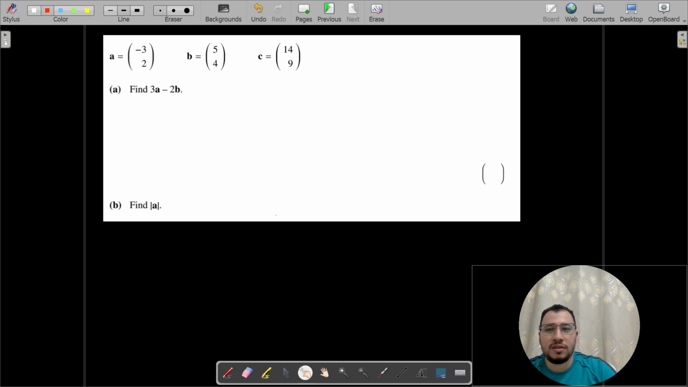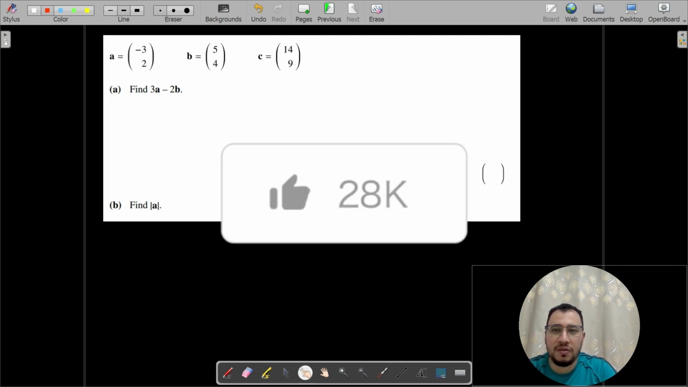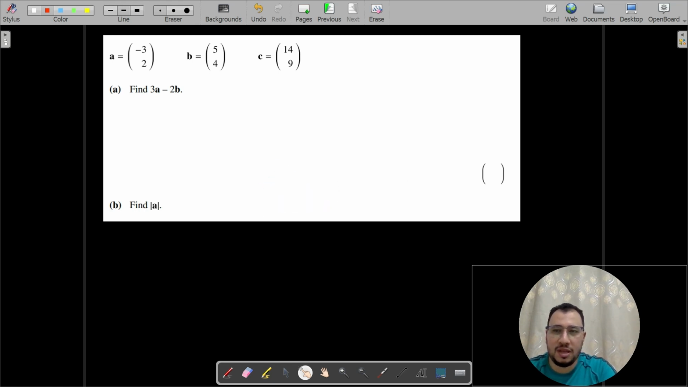Let's take a look at this question together. Here I have three vectors, vector A, vector B, and vector C, as you can see here. Find 3A minus 2B. Okay, this is simple. All you have to do is multiply vector A by 3 and vector B by 2, then subtract them.